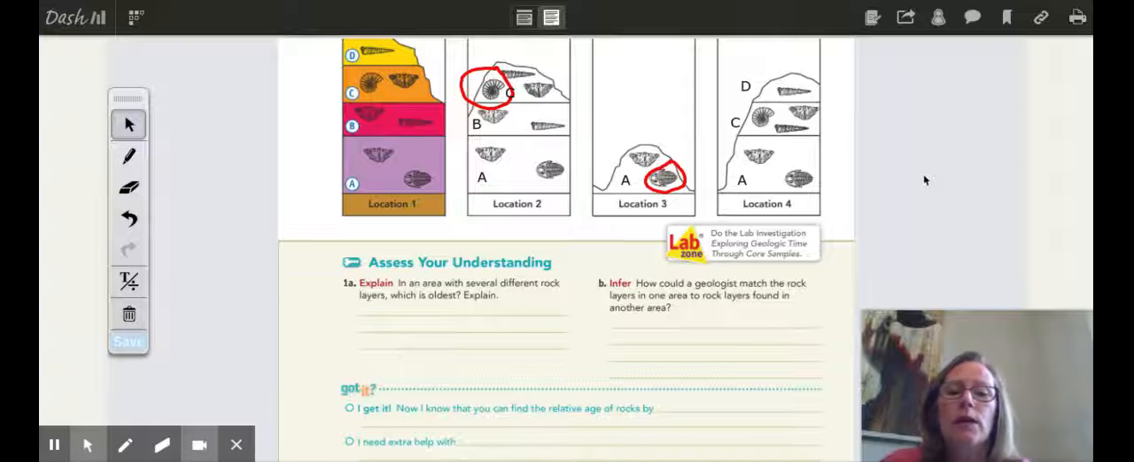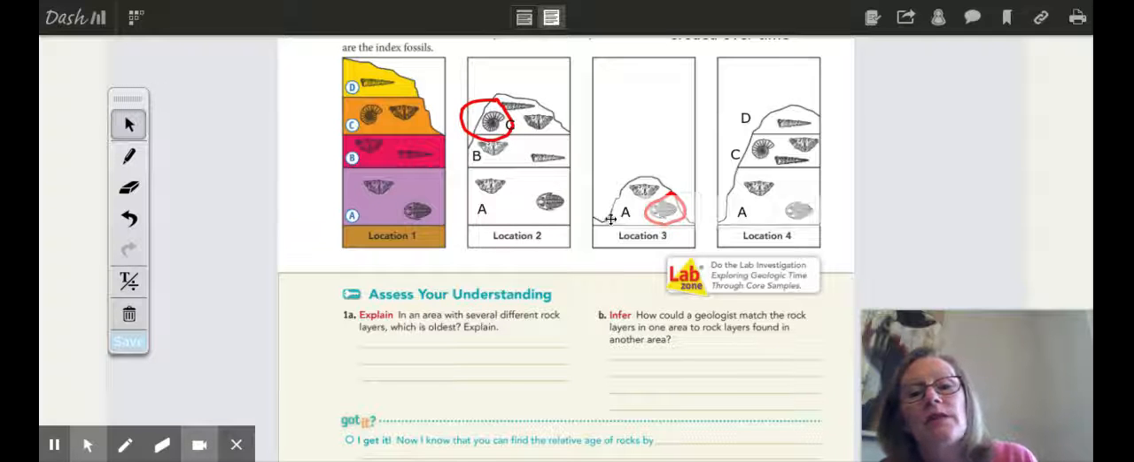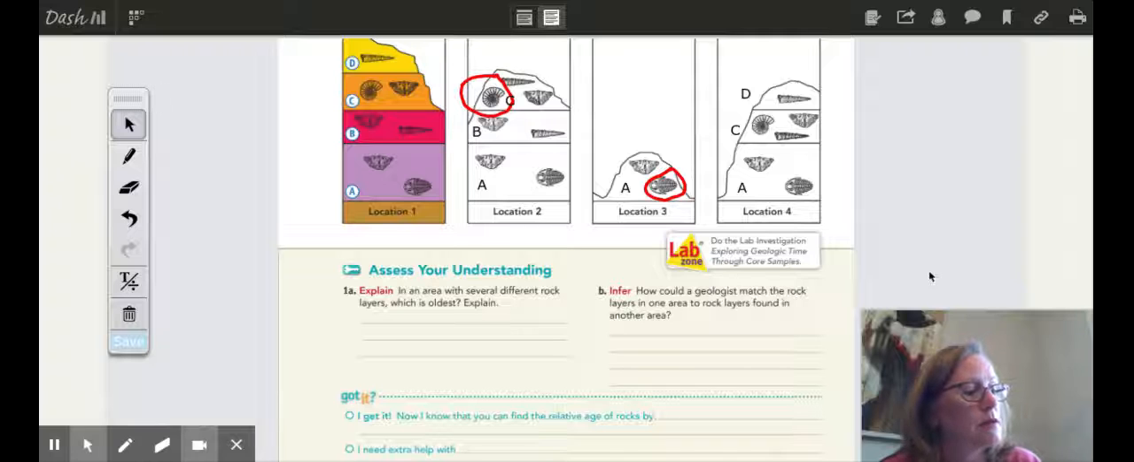It says, an area with several different rock layers, which is the oldest? Well, we know with the law of superposition that the bottom layer is going to be the oldest layer. And then it says, how could a geologist match the rock layers in one area to rock layers found in another area? And they could use the index fossils to mark and match fossils. And so they'd know what relative time frame it was.